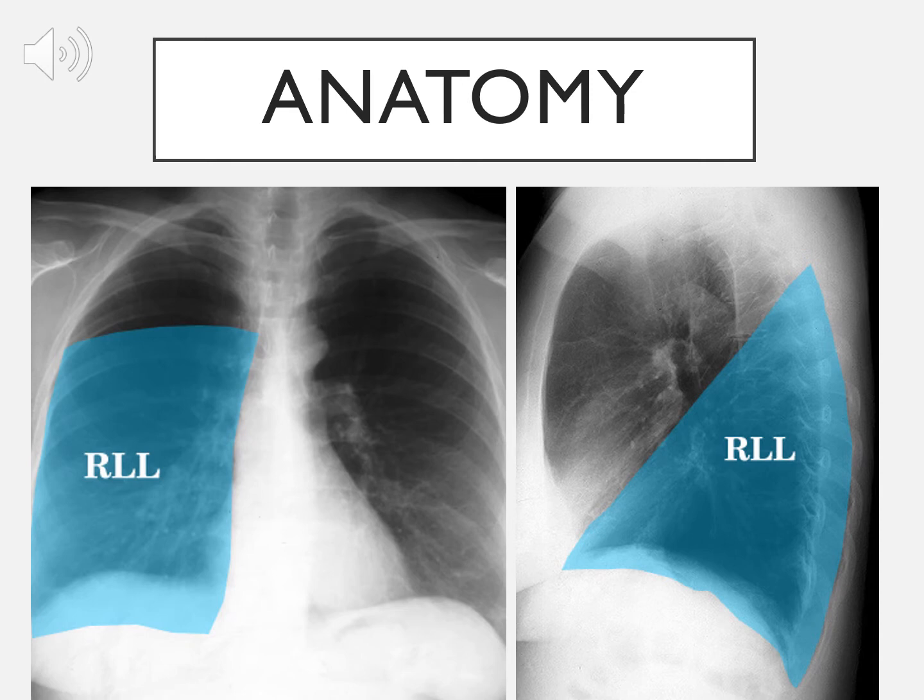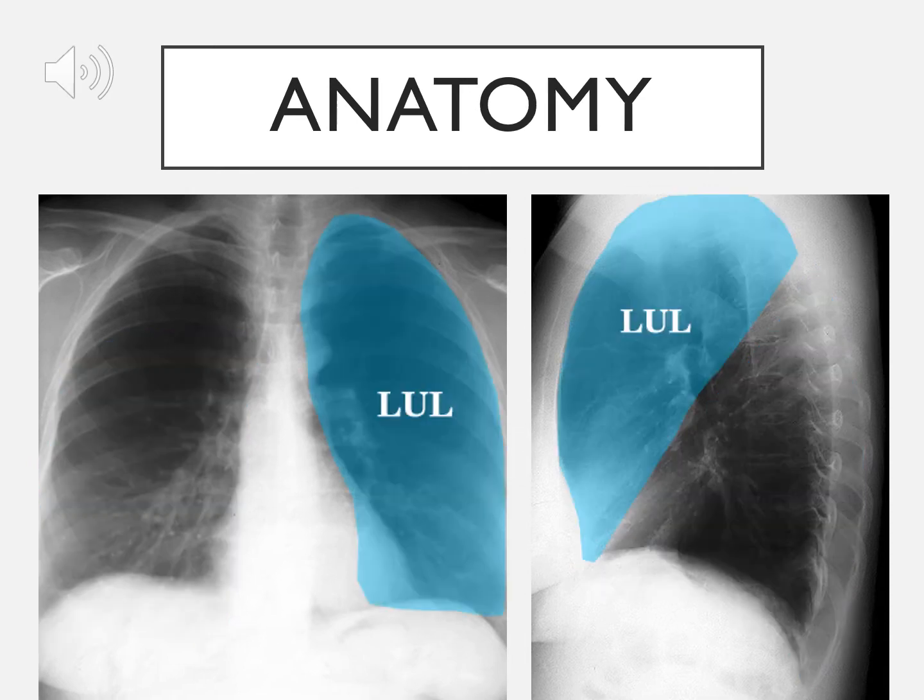And so when interpreting x-rays, keep in mind where those lobes are located. As we know, the left lung has two lobes, the left upper lobe and the left lower lobe. This is the left upper lobe. Again, if you look at it, a little bit of the medial aspect of the lung on the anterior portion is actually the lower lobe.